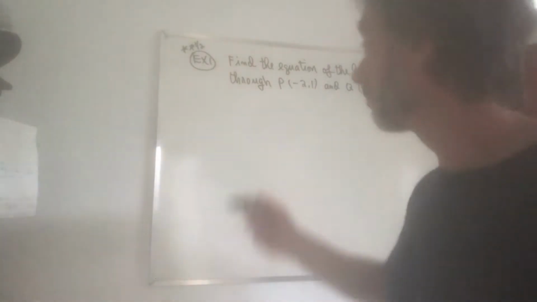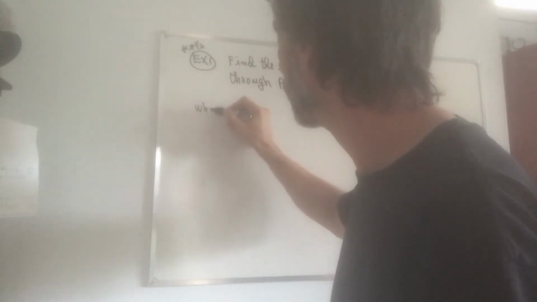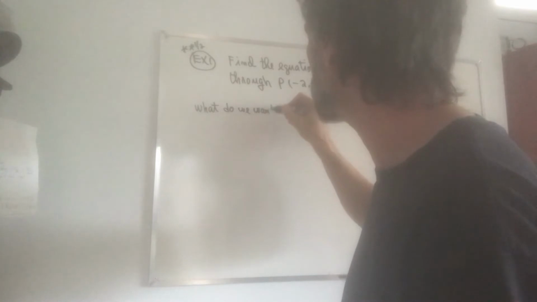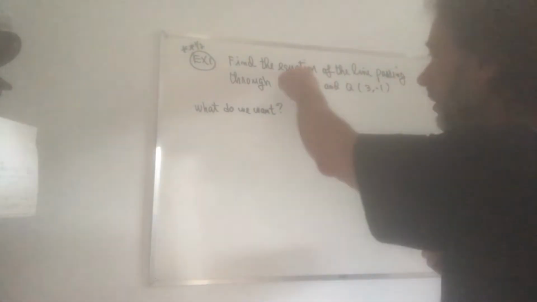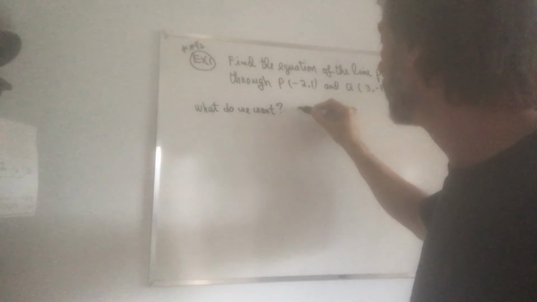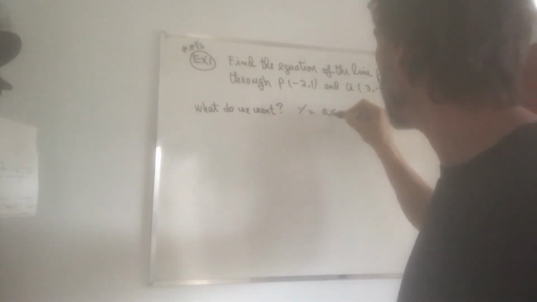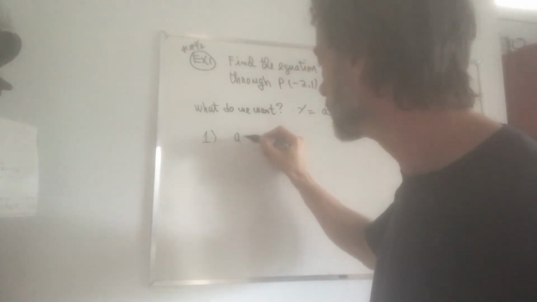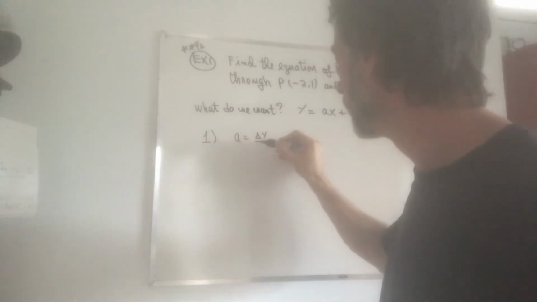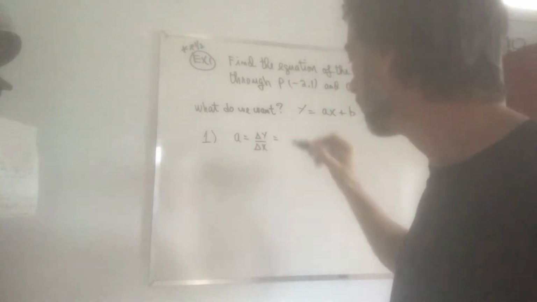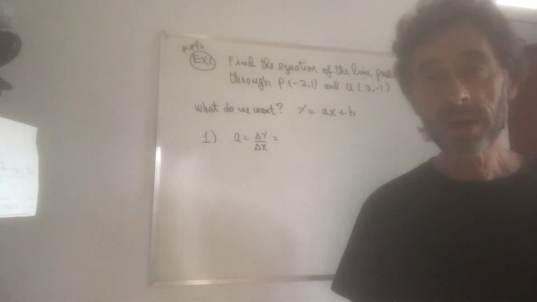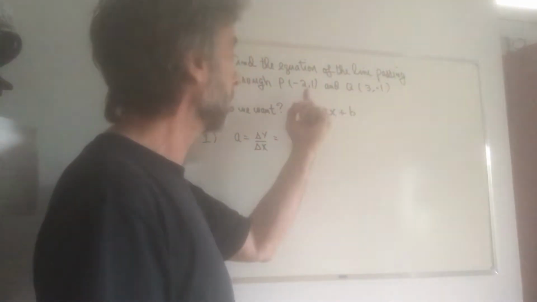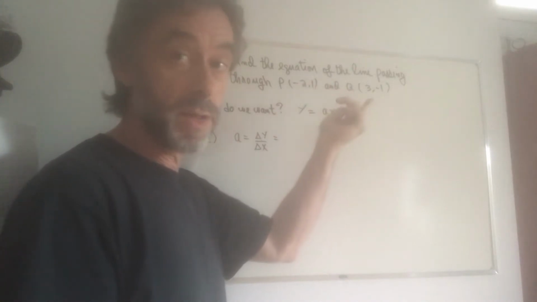All right, so basically, what are we looking for? What do we want in this problem? Answer, we want the equation of a line. We want y is equal to ax plus b. So the very first thing that I will do is to find what a is. A is the slope. That's delta y over delta x. So y2 minus y1 divided by x2 minus x1. Doesn't really matter what you choose to be your point number 1 or point number 2. The answer in the end will be the same.